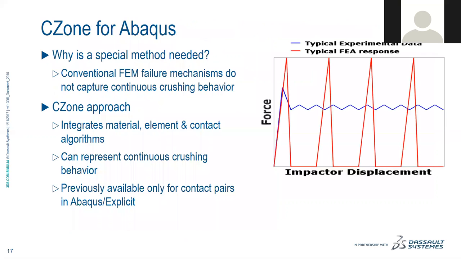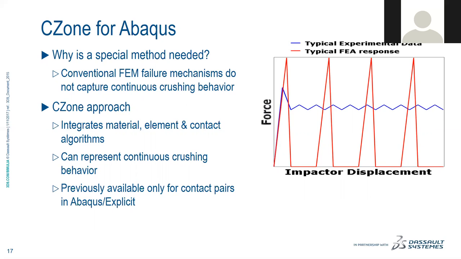So what is special about this method? What is needed? Conventionally, the failure mechanics do not capture the continuous crushing behavior. Typically, an element reaches some damage or failure criteria and is removed from the calculation. Then, if you remove the element, the contact suddenly disappears and impacts the element behind it, and this can create a spiky behavior, as you can see from the curve. This is not realistic, so it doesn't match experimental data.